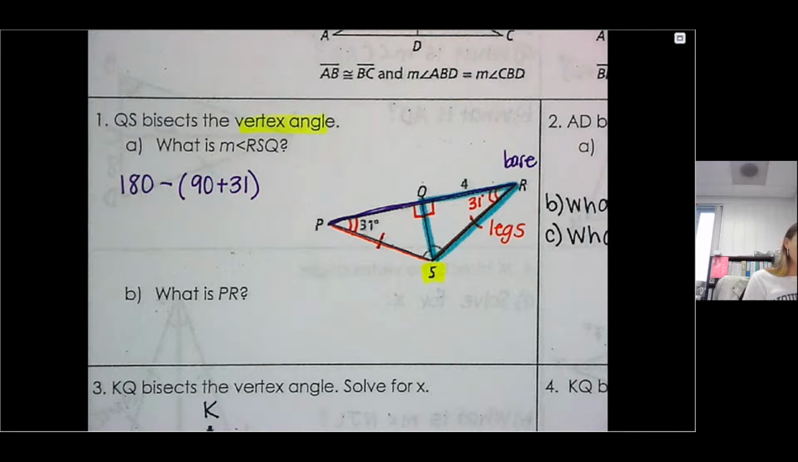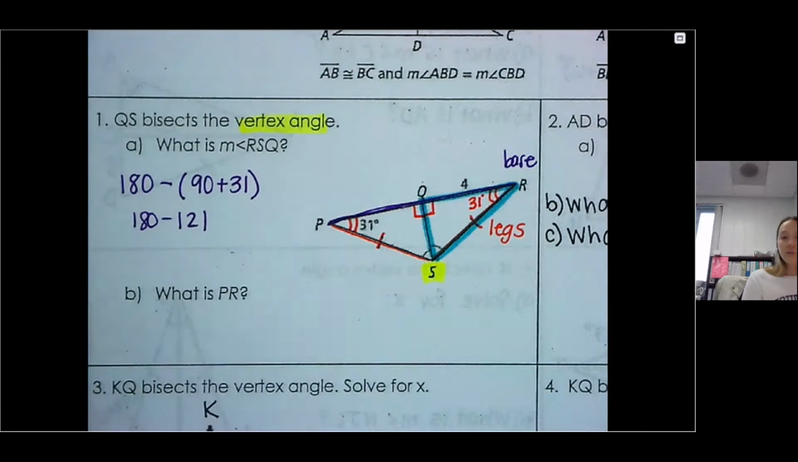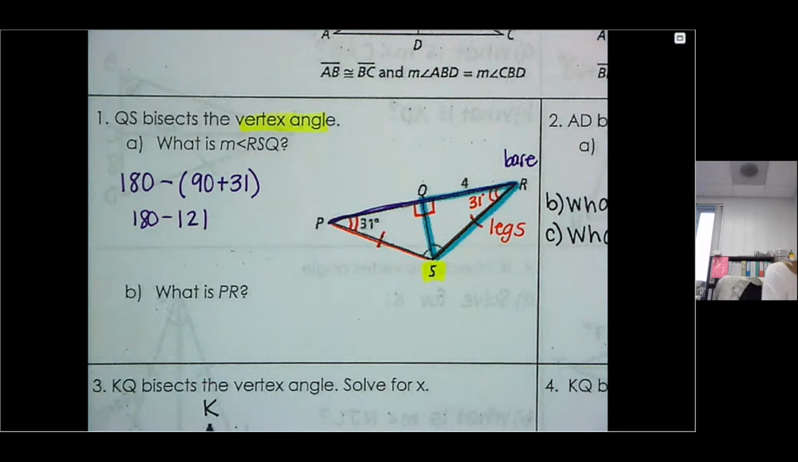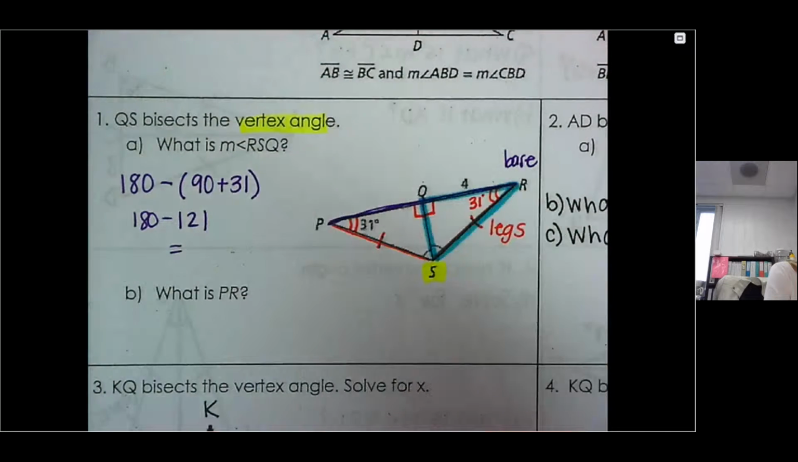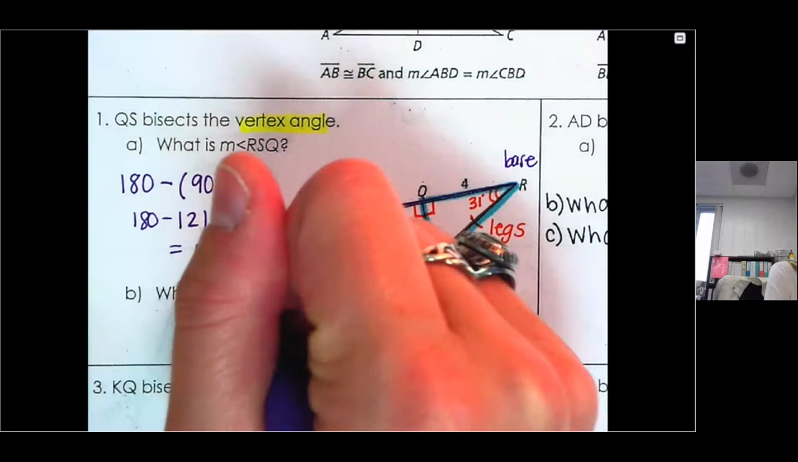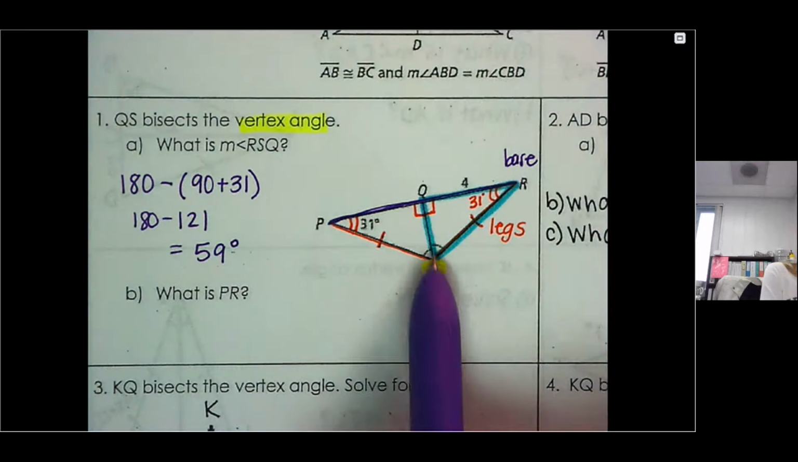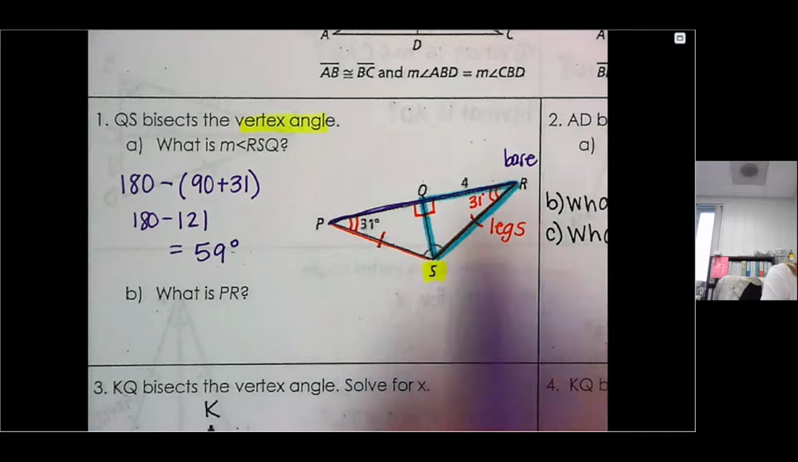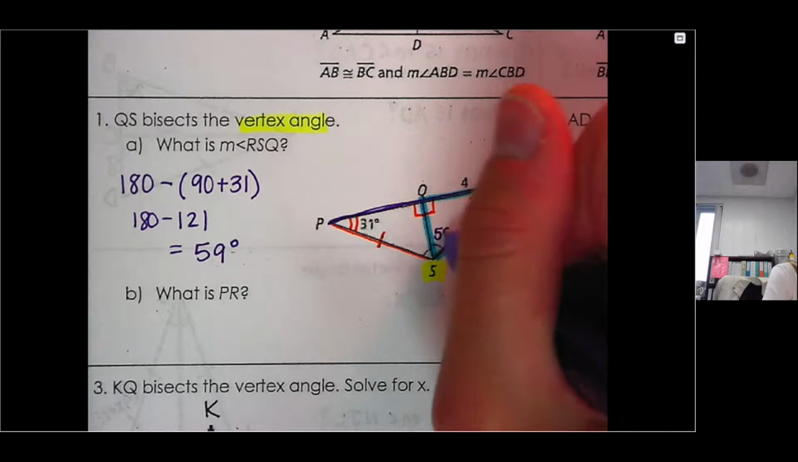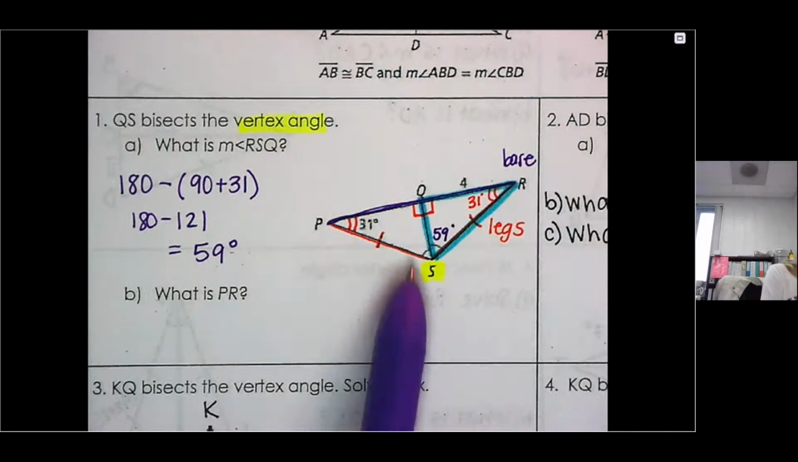Okay, what is 90 and 31? 121. And what's 180 minus 121? Is what? 59 what? Degrees. We're talking about an angle. Good, 59 degrees. And that's it. So this little angle right here that's got one arc mark, this is 59 degrees. What does that mean this angle right next to it is as well?